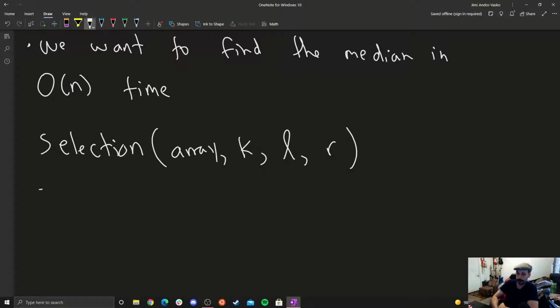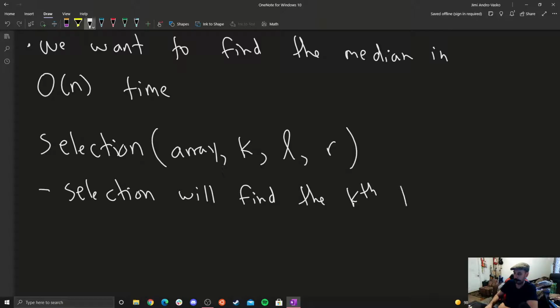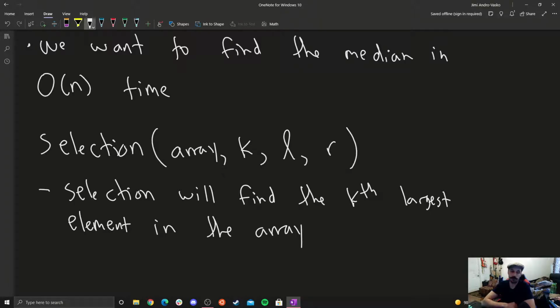So selection will find the kth largest element in the array. If we're looking for the median, then we set k to be n over 2. With even or odd length lists it's a little confusing, but for now we'll assume that we pass in n over 2.